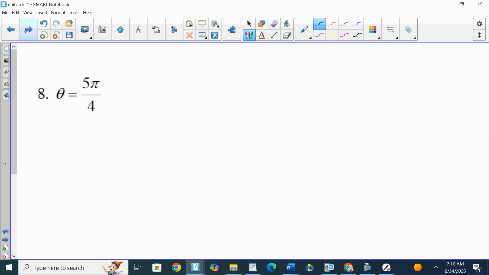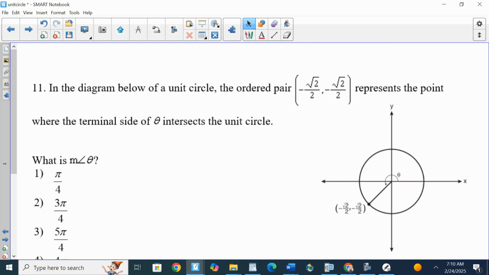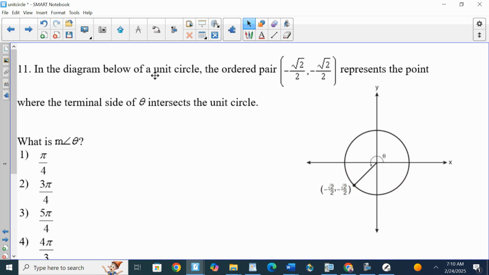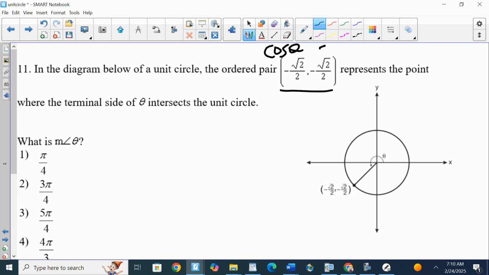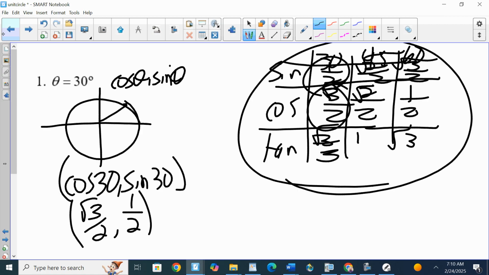That's it. Let's just take a quick look at something like number 11. It says that the point negative radical 2 is a point on the unit circle. Well, I know that this is cosine of theta, and this is sine theta. So cosine of what is radical 2 over 2? Sine of what is radical 2 over 2? Use the table if you need to. 45. Sine of 45 is radical 2 over 2, and same with cosine.